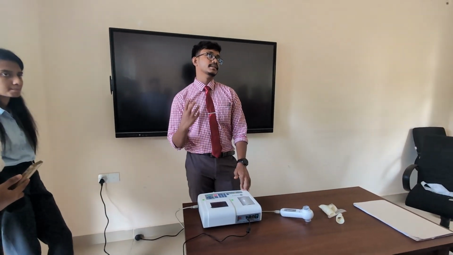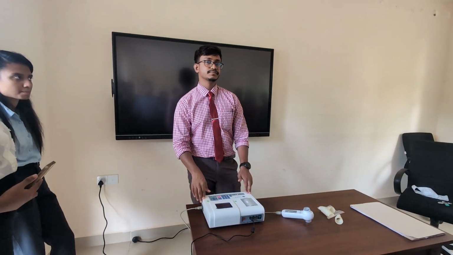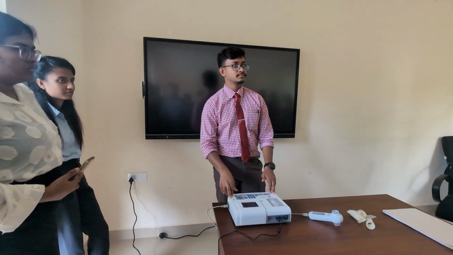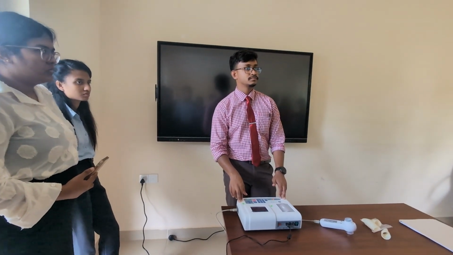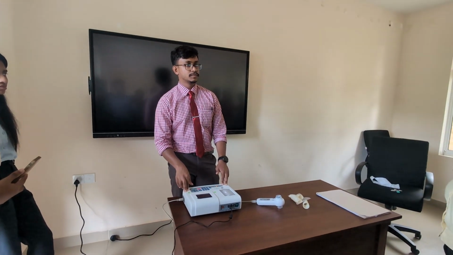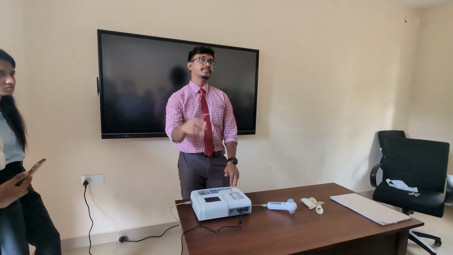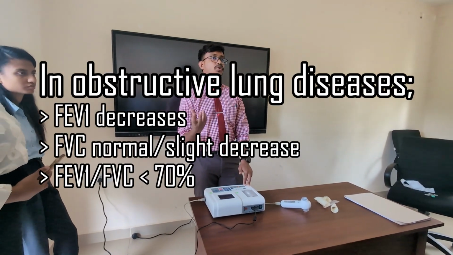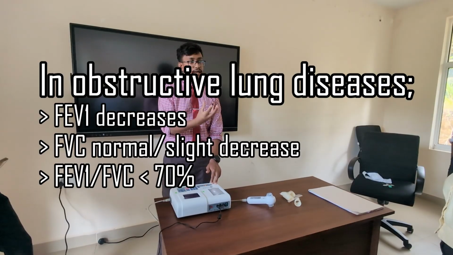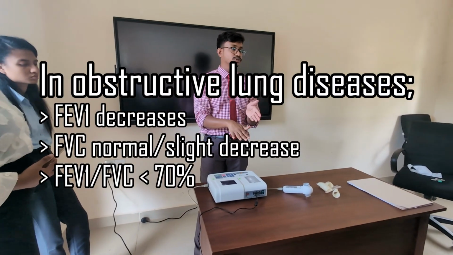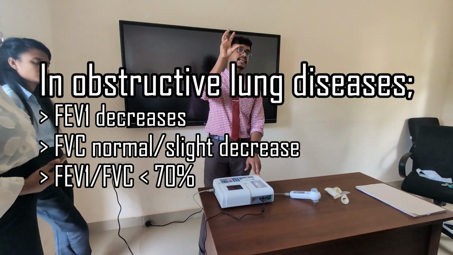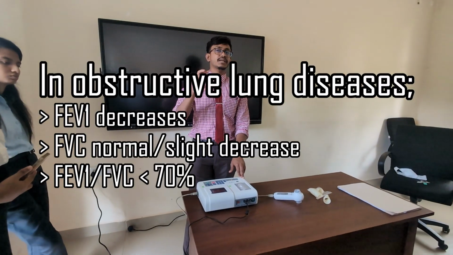So why is it that the value decreases in the obstructive lung diseases? Yeah, so the ratio is reduced. In obstructive lung diseases, the patient has trouble exhaling. So because of that, in the first second, the patient is not exhaling a lot of air. So the FEV₁ value is reduced. However, the FVC can be normal or increased, right? So because of that, the FEV₁ to FVC ratio decreases.